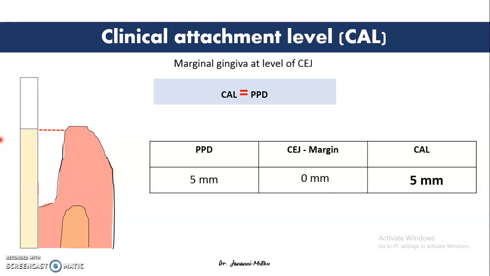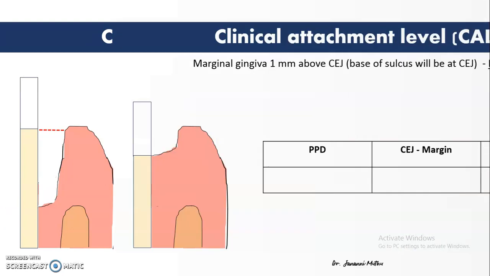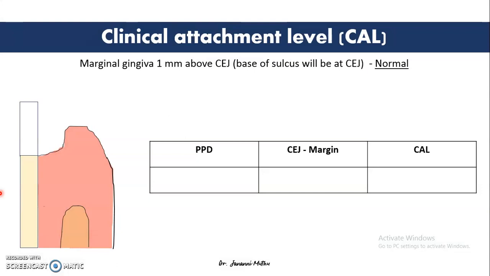So, when the marginal gingiva is at the level of CEJ and the base of the pocket is apical to CEJ, the value of CAL will be equal to that of the PPD. Now looking at the normal scenario where the marginal gingiva is 1 mm above CEJ and the base of the sulcus should be at the level of CEJ.